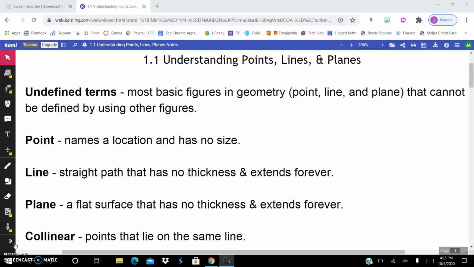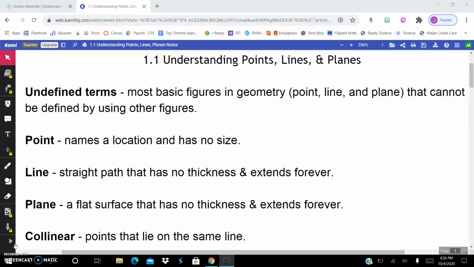We are finally done with the review of algebra, and we are moving on to geometry. And so we're starting off with chapter 1 here, understanding points, lines, and planes. And I am going to let you know there's a lot of vocab in this section that we need to talk about. Some of it you already know, but some of it you're going to have to write down for your notes.